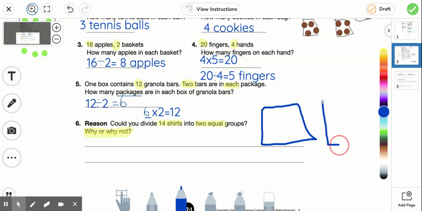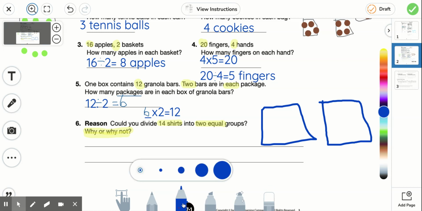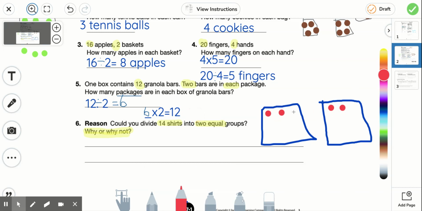Here is another group. And I got to sort out 14 shirts, right? So I'm going to just use a bigger dot here and change the color to keep track. Here's 1, 2, 3, 4, 5, 6, 7, 8, 9, 10, 11, 12, 13, 14. Okay, so I've got 14, right? 14 total. It says 2 equal groups.